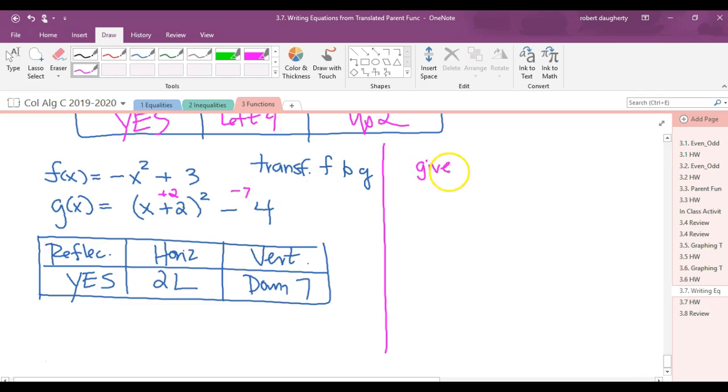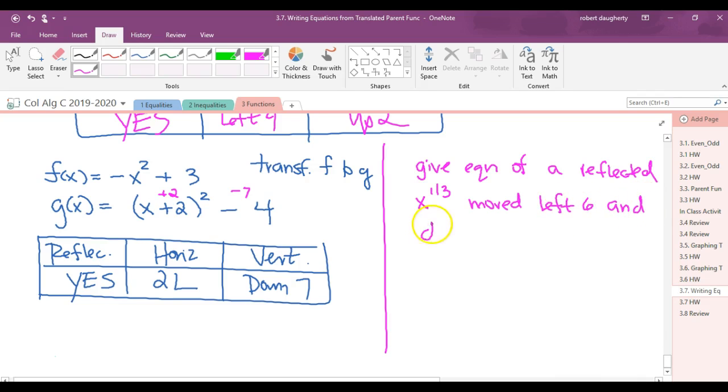give the equation of a reflected x to the 1/3 moved left 6 and down 7. So come up with a function that meets those, okay? What would this one be?